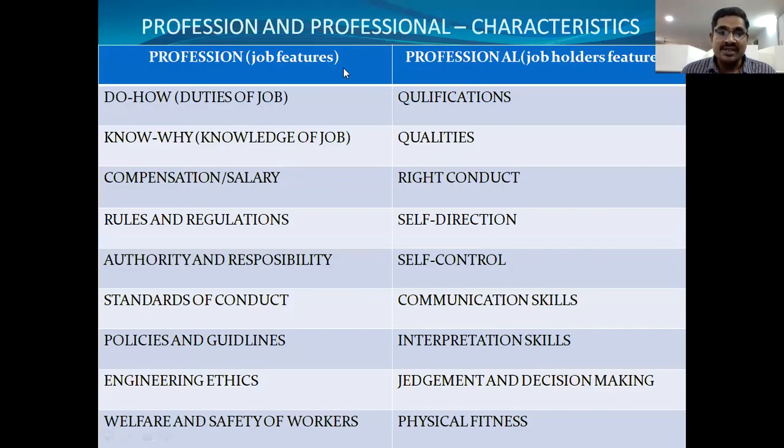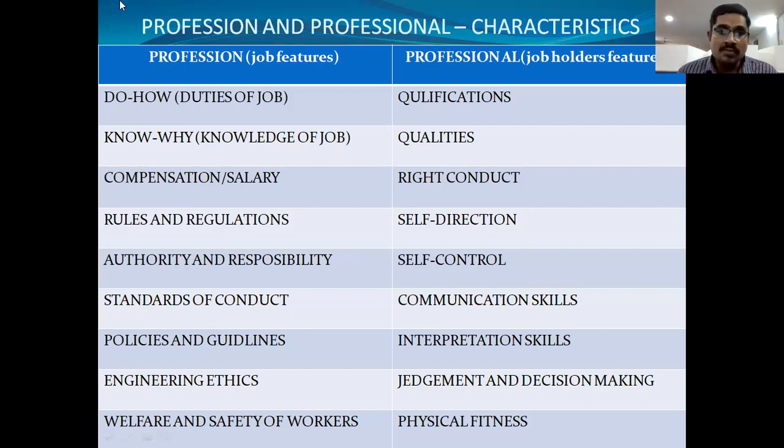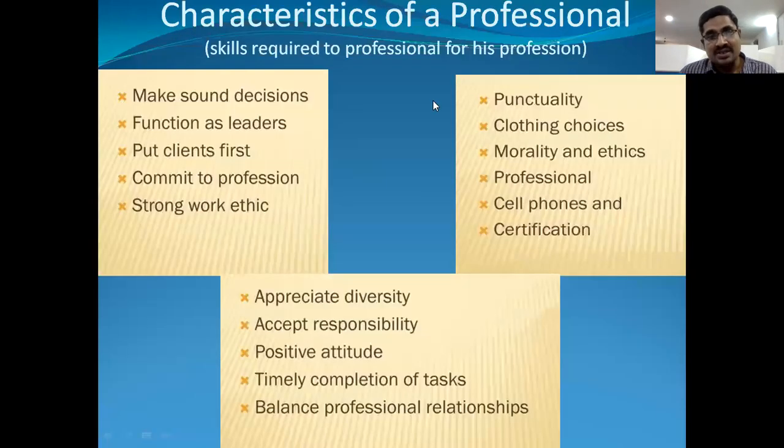Now coming to the characteristics of a profession, the professional characteristics, and the professionalism skills required for a professional in his profession, right? Look here one by one. Profession means job: profession features, profession characteristics, simply job characteristics. Next, professional characteristics, simply job holders' features. And next, professionalism characteristics. These are the skills required for a professional in his profession, right?